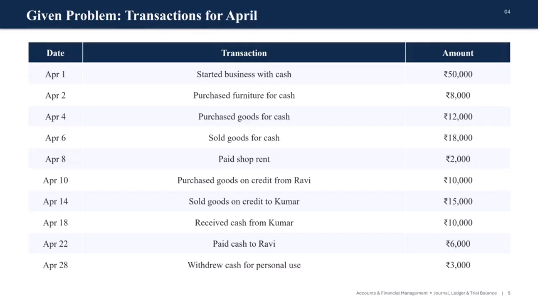This slide shows the business transactions for the month of April. There are 10 transactions such as starting business with cash, purchasing furniture, buying goods, selling goods, paying rent and withdrawing cash. These transactions will be used to prepare the journal, ledger and trial balance.